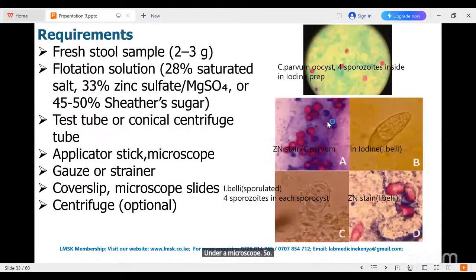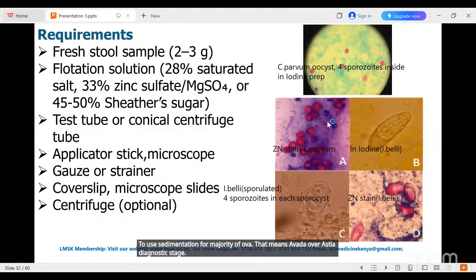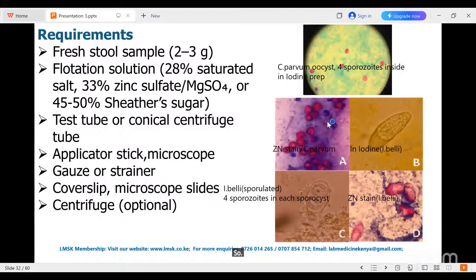So we encourage people to use sedimentation for majority of ova. Helminths have ova as their diagnostic stage. Protozoans have got oocyst, cyst when it comes to flotation methods. So these reagents are able to float cysts and oocysts more easily than ova. So maybe for Enterobius vermicularis, Trichuris trichiura, and somehow Ascaris, you might float or hookworm. But for trematodes, I can assure you can't use flotation method because they won't float.